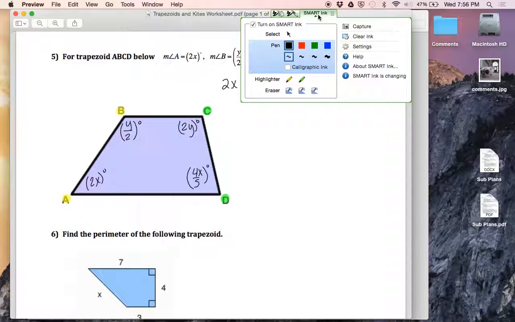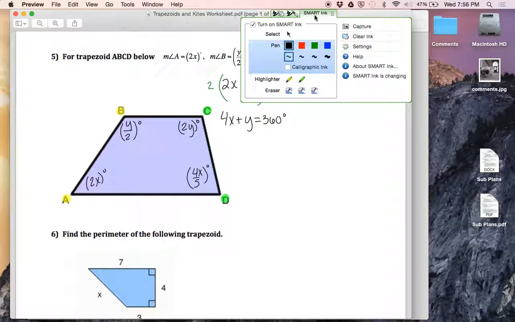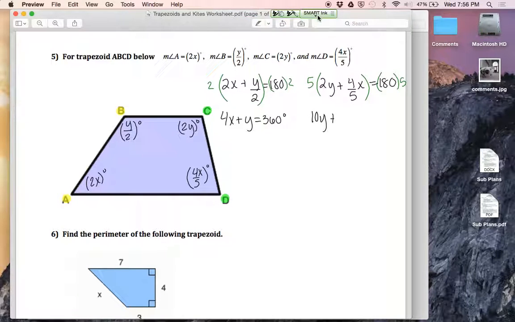Now, I don't want to deal with these fractions here. So I'm going to multiply this whole equation by 2. And that's going to give me 4x plus y equals 360. And similarly on this equation on the right, I don't want to deal with the 5 in the denominator, so I'm going to multiply by 5. And that's going to give me 10y plus 4x equals, and 180 times 5 is 900. So now I have this nice system of equations.